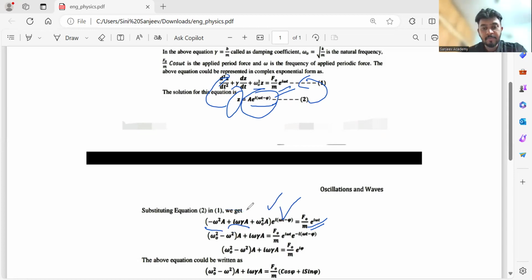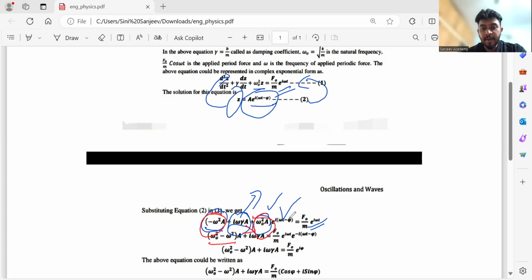This equation, I'll take it outside. I omega gamma A, please take it outside, and group these two terms, whichever I'm circling now. I'll take a different color for grouping these two red color terms together: omega naught square minus omega square into A, plus this term, I'm going to write it here separately. Clear up to this?